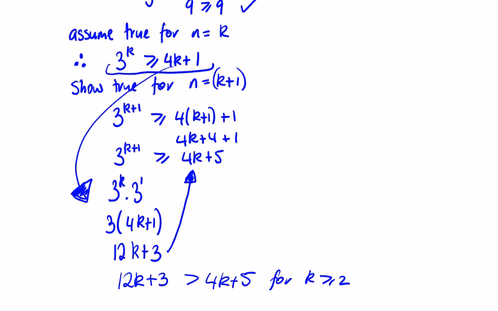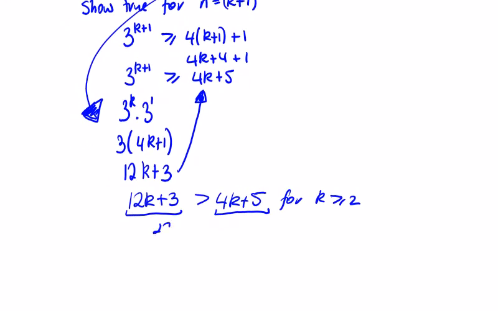And we can see that if we put 2 into the left, we're going to get 24 plus 3 is 27. We're going to get 8 plus 5 is 13. And you could write that down if you wanted. k equals 2, you're going to get 27 greater than 13. Just test the next one. k is equal to 3, we're going to get 36 plus 3, 39 is going to be greater than 4 3s are 12 plus 5 is 17. So therefore, it's true for k is equal to 1.